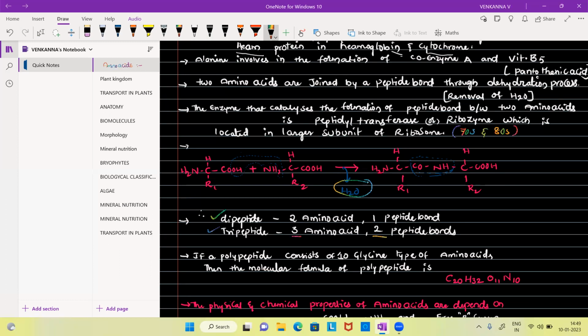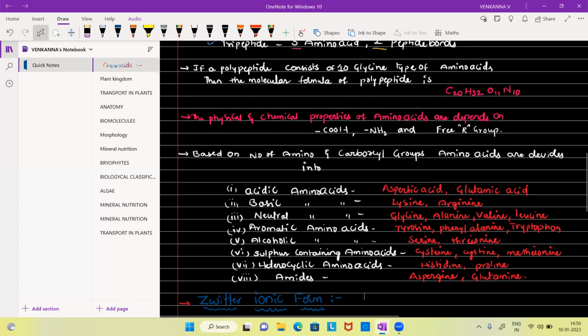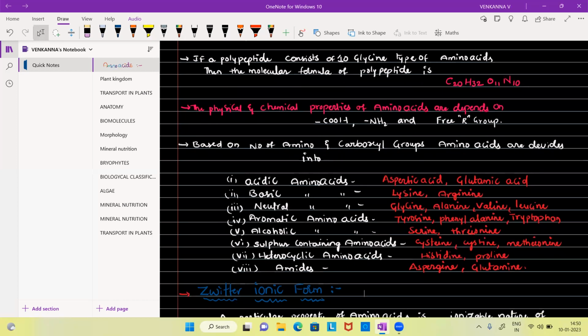If a polypeptide consists of 10 glycine amino acids, then the molecular formula of the polypeptide is C20, H32, O11, N10. Why? Because 9 water molecules are removed during the formation of a polypeptide with 10 moles of glycine. So its molecular formula becomes C20, H32, O11, N10.